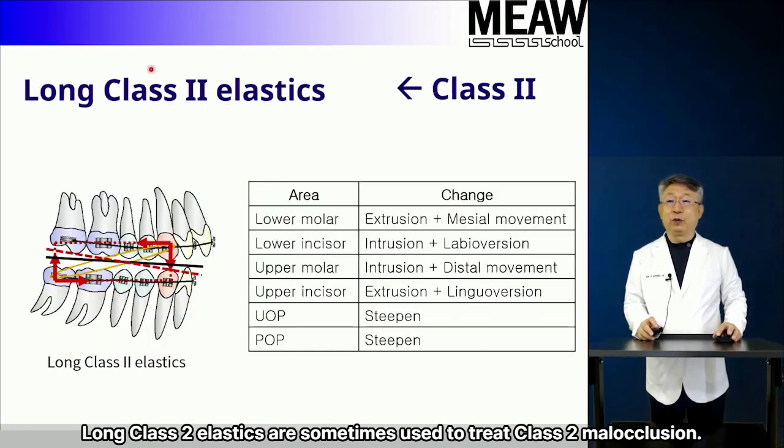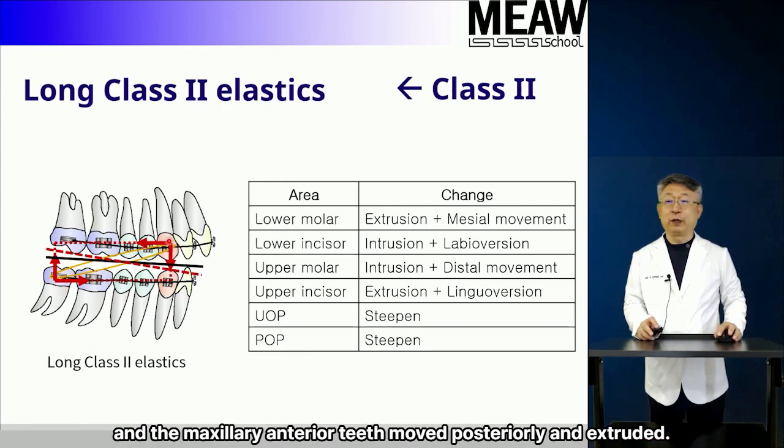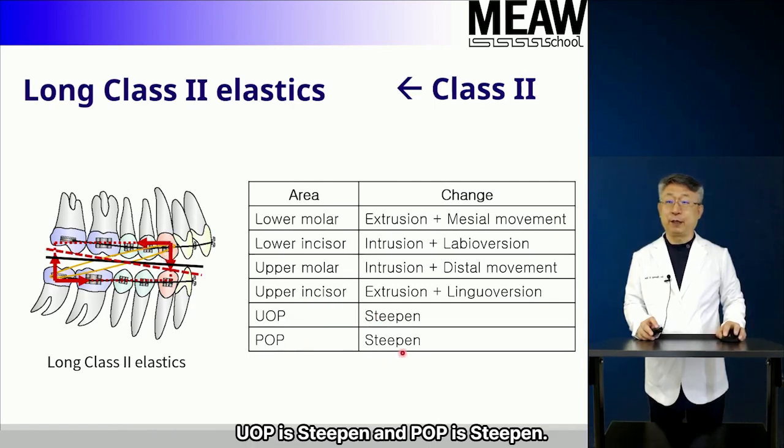Long Class 2 elastics are sometimes used to treat Class 2 malocclusion. With long Class 2 elastics, the mandibular posterior teeth are extruded and moved forward, and the maxillary anterior teeth are moved posteriorly and extruded. UOP is steepened and POP is steepened. This is not desirable for Class 2 treatment.